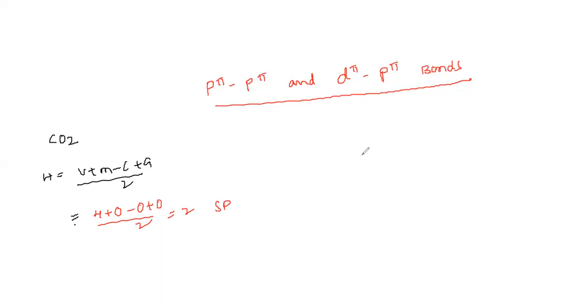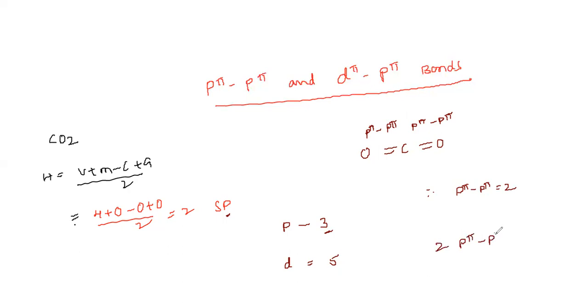Now I will write the structure of CO2. Generally p orbitals are three, that is px, py, pz, and d orbitals are 5. Here one s orbital and one p orbital are used in hybridization, so the remaining p orbitals left are two. That gives one pπ-pπ bond and another pπ-pπ bond. So the pπ bonds are 2.